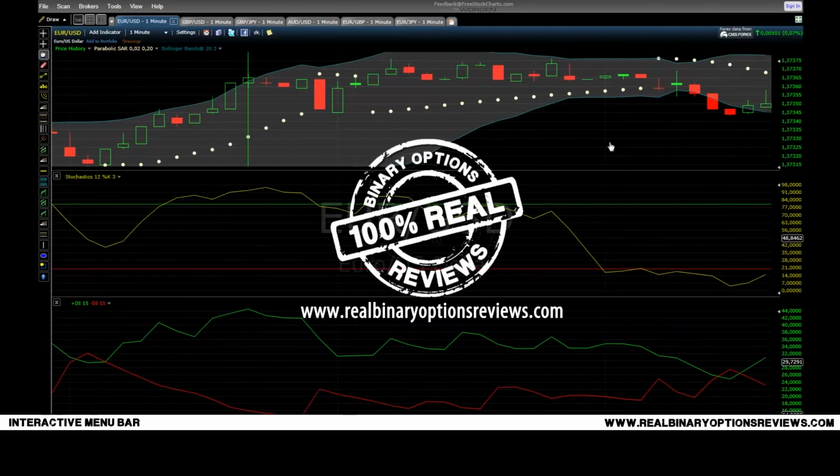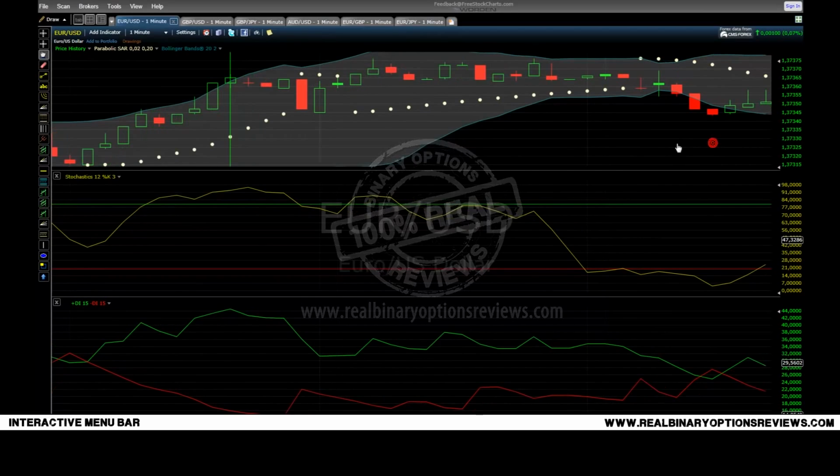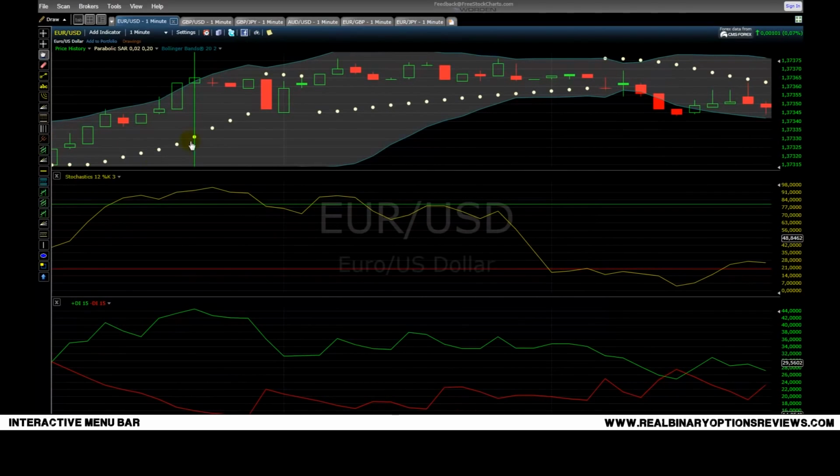I want to show you an example where a trade is unsuccessful and how to react in those situations. So now let's say this is the nice red candle that closes below the Bollinger Band. This candle here, you can see there was a lot of movement. It's not such a nice candle. It's not such a nice closure or break below the Bollinger Band.